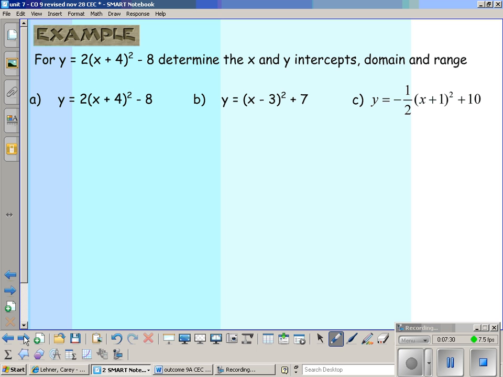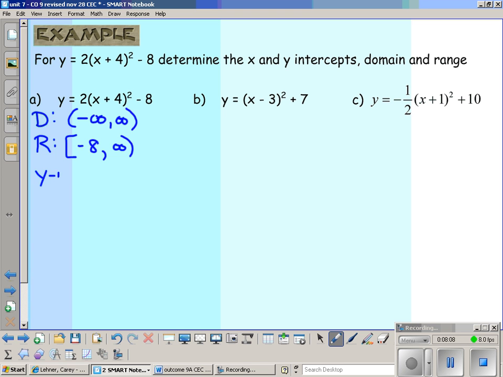We want to find our x and y intercepts, our domain, and our range for each of these. We'll start with what should be the most basic. Domain: there's no restriction, so it's just negative infinity to positive infinity. The range, what is your q value? It's -8. Are we opening up or down? Because a is positive, we are opening up, which means we are going towards positive infinity. There's your range.